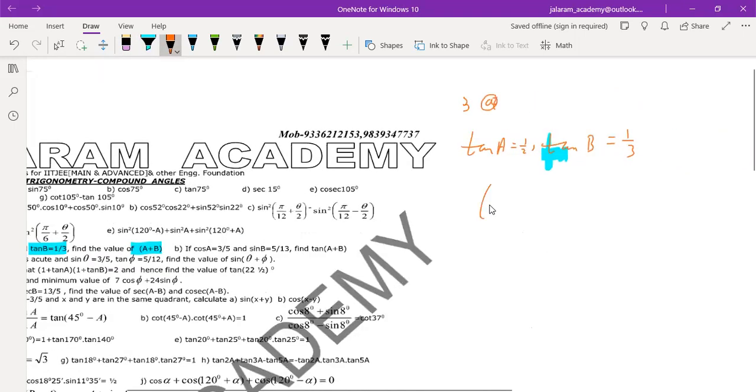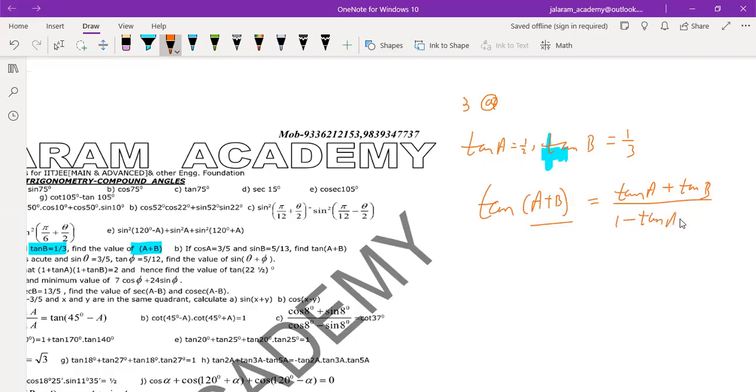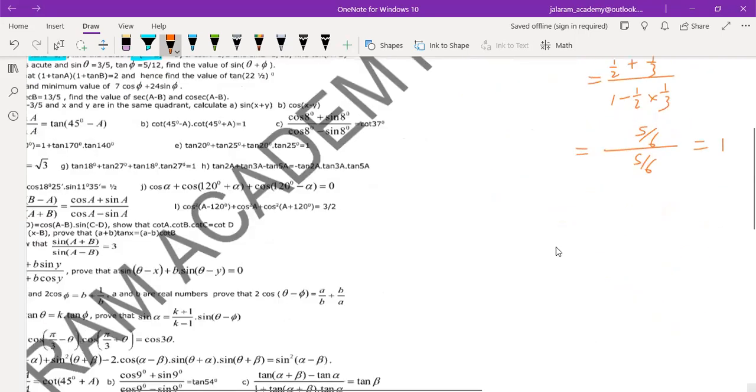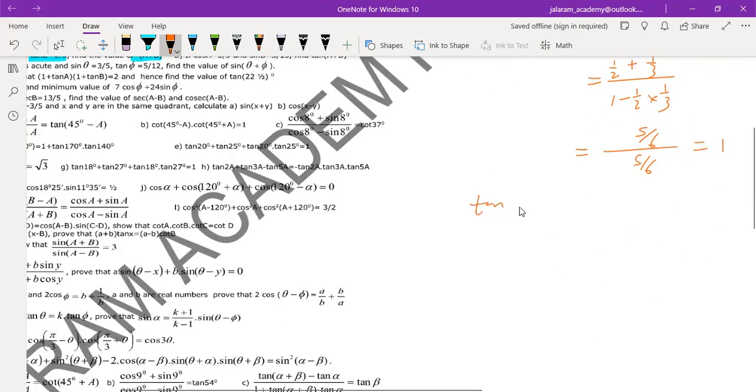But we will use the formula of tan(A plus B), as it contains A plus B, which we have to find, in terms of tan A plus tan B over 1 minus tan A into tan B. So tan A is 1/2, tan B is 1/3, over 1 minus 1/2 into 1/3. Now if you add the numerator, it gives 5/6, the denominator also gives 5/6, they cancel, giving 1. But we have to find A plus B, not tan(A plus B).